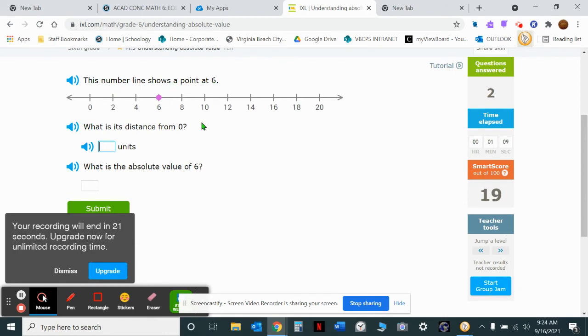So the number line shows a point at 6. I know it's going to be 6 units away from 0. And I know the absolute value of 6 is going to be 6.